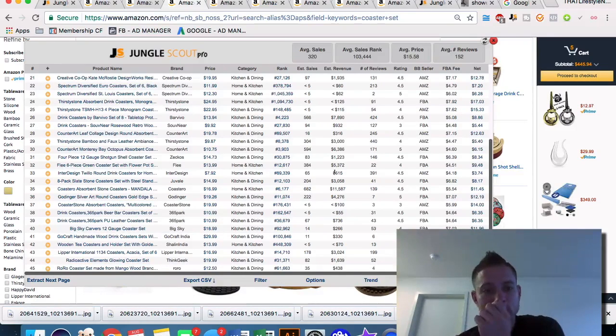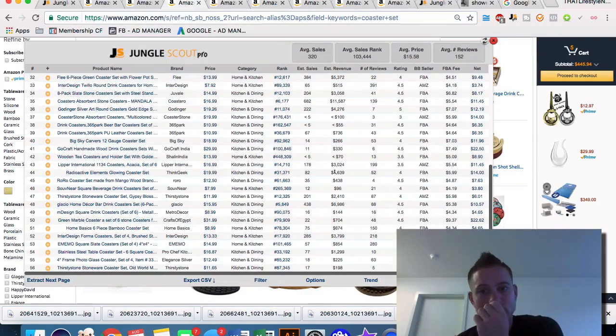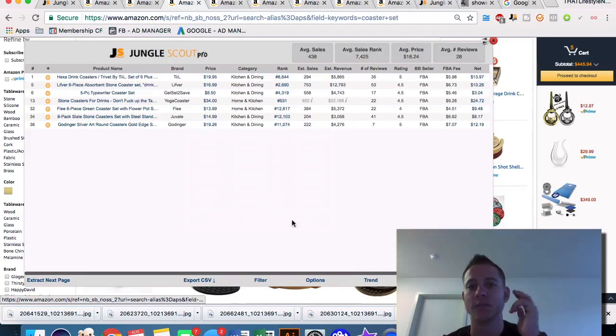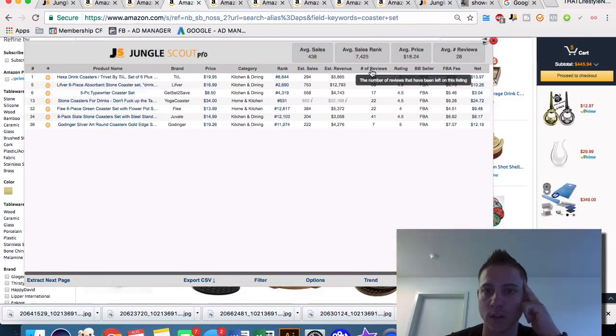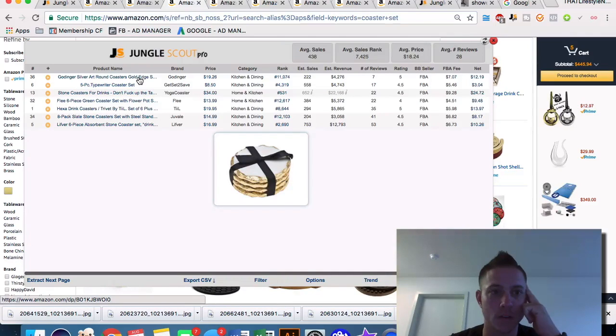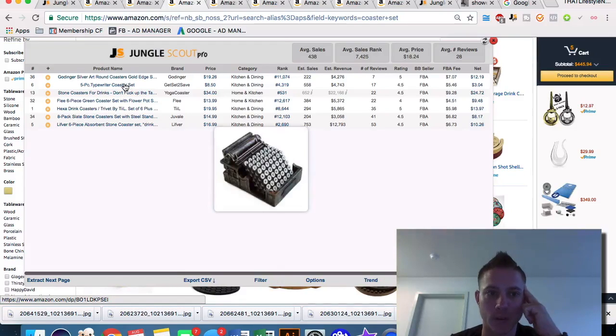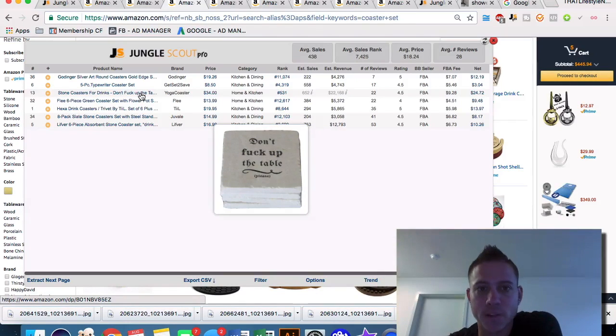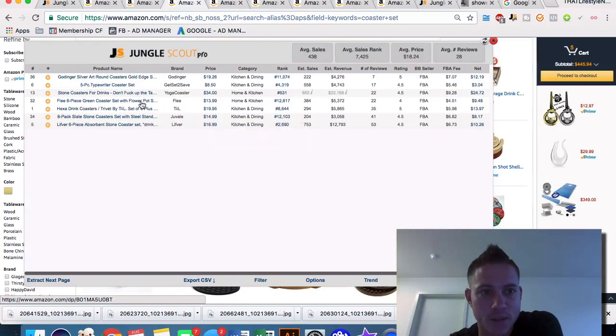and see if we can filter these down to make more sense of this. When there's a ton of different products like this, and there's sales spread out among all of them, it is obviously a good sign, but at the same time, it's a little bit overwhelming to sift through, which is why the Jungle Scout filter makes things a lot easier to take a look and narrow things down. So Gold Edge coasters, right? Great price point, 5-piece set with a typewriter. Great little gift item. Extremely inexpensive. $35 for Don't F Up the Table.